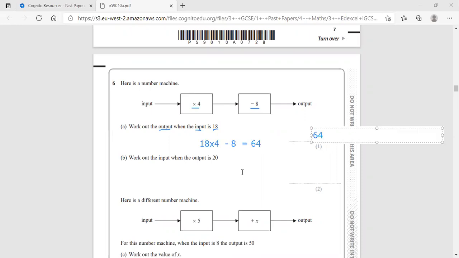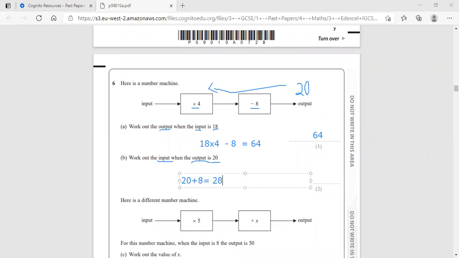Okay, work out the input, okay? This is very important, not the output, the input when the output is 20. So we've actually got 20 this time, and we're going backwards, okay? So that basically just means we have to do the reverse. So instead of doing 20 minus 8, we have to do 20 plus 8, which will give us 28.